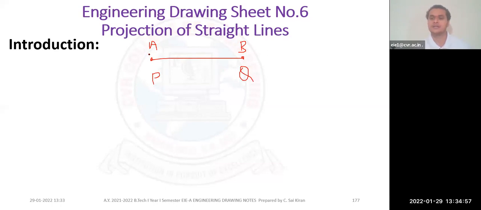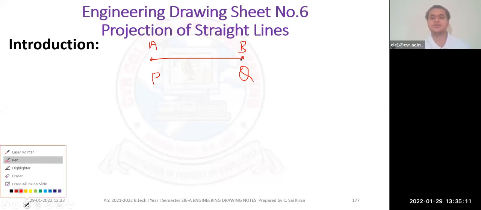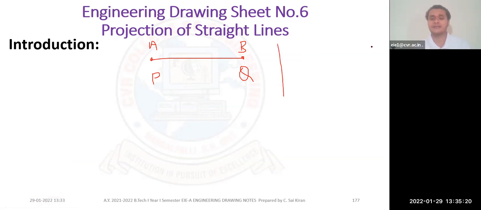So the starting point of the line will be letter P, and the ending point will become Q. Okay, so A, B, P, Q, they'll give anything in the exam. A line is nothing but when you join 2 points, a line is created, and the line can be anything. A line can be horizontal, vertical, or inclined. Anything can be possible in the lines.